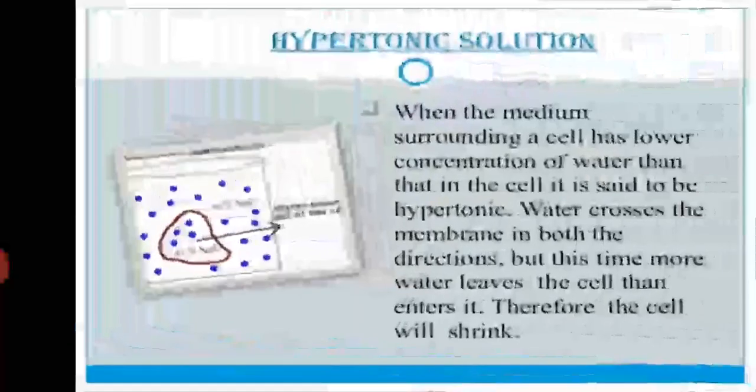Next, hypertonic solution. A hypertonic solution is the solution in which the amount of water is less in the surrounding and the amount of water is more inside the cell, due to which the water will move towards the outside. That means the water will go away from the cell, due to which the cytoplasm will shrink and move away from the cell wall. So a hypertonic solution is a solution in which the water leaves the cell. That means the medium surrounding the cell has less water, whereas the cell has a higher concentration of water, due to which the cell loses water and shrinks away.